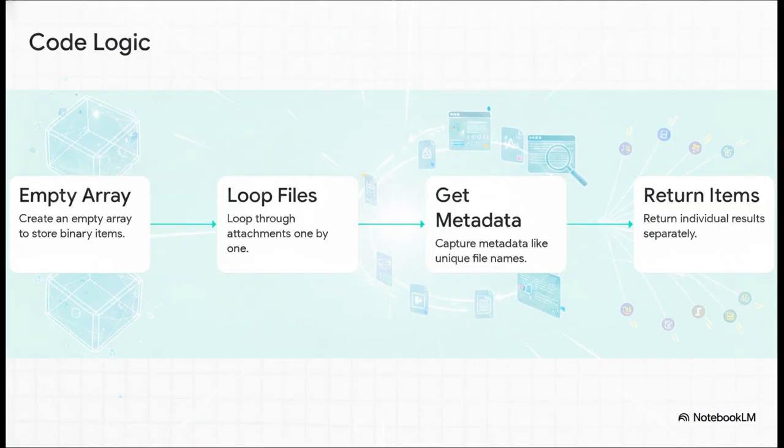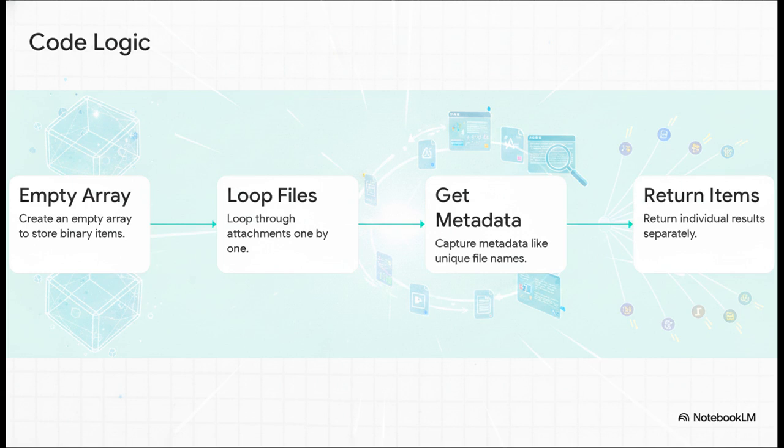Here's the basic logic of what that one node is doing in the background. Step 1, it basically sets the stage by creating a brand new, totally empty array. A clean slate, right? Just waiting to hold our separated files. Once that blank canvas is ready, we hit step 2. Here, the code simply loops through your attachments. It looks at the bundle and pulls them apart one by one. After they're separated, step 3 steps in to capture the really crucial metadata for each of those files. And then finally, step 4 wraps the whole thing up by spitting out each of those individual results so n8n can process them separately.